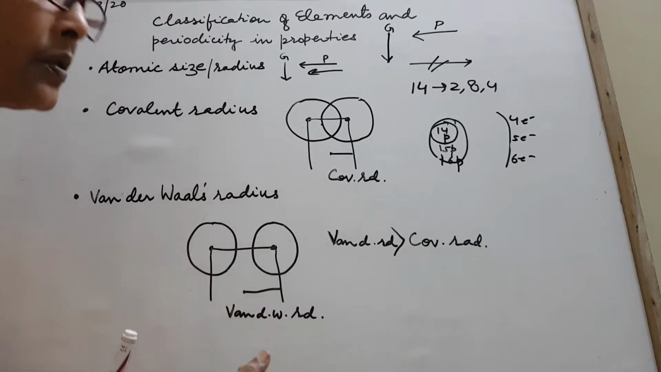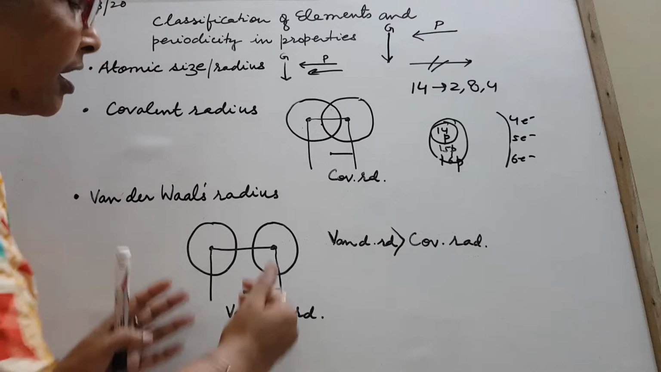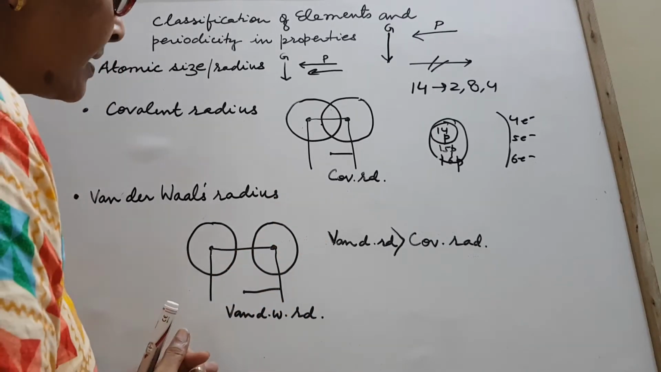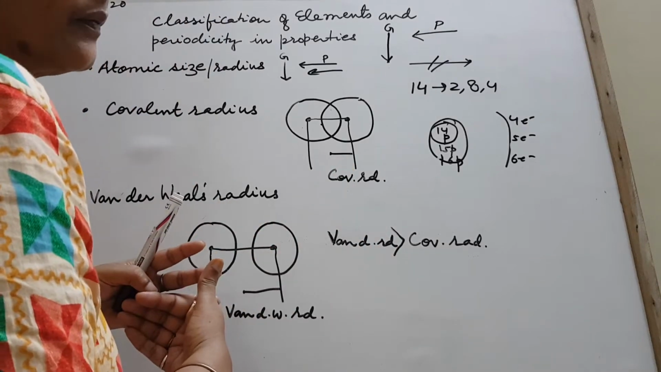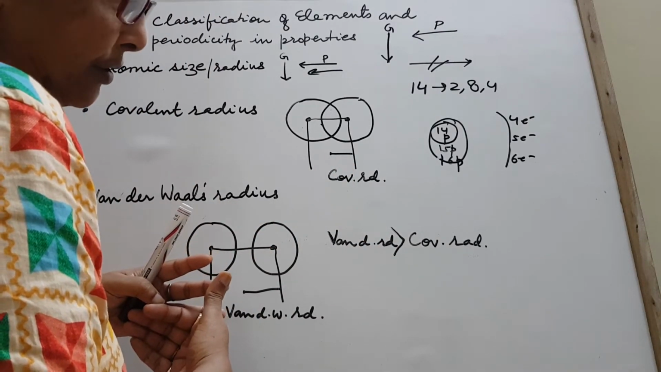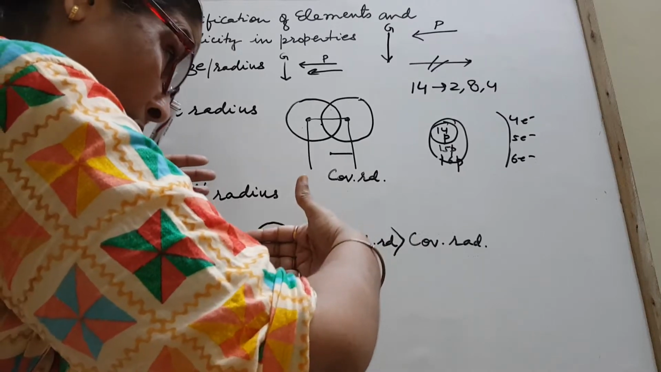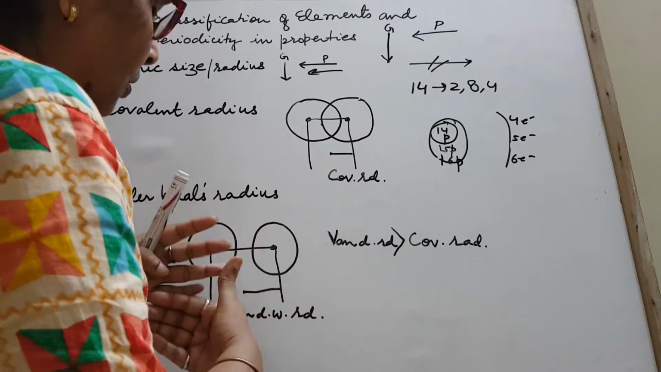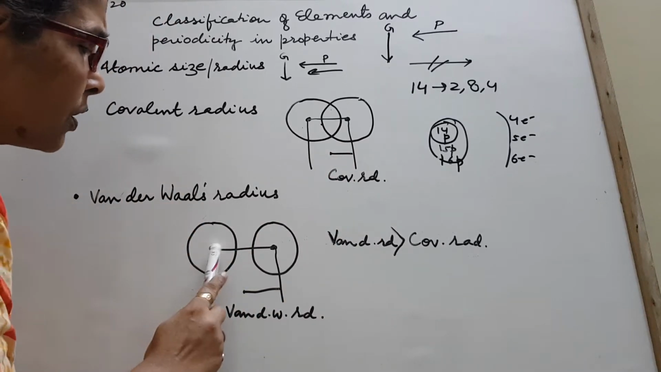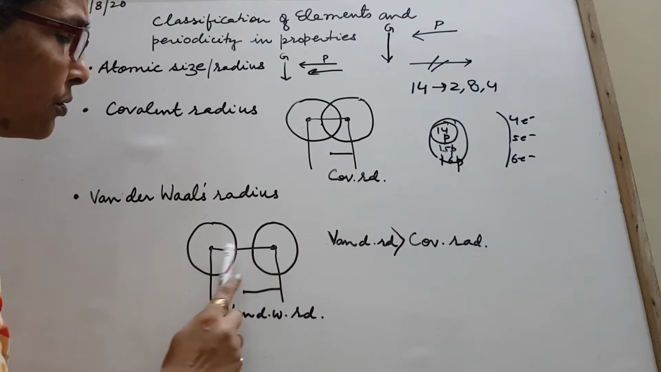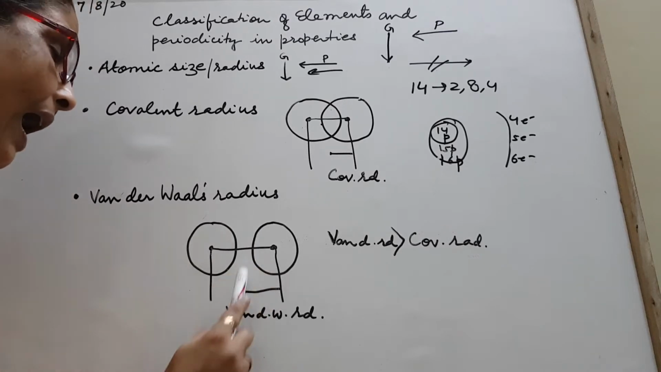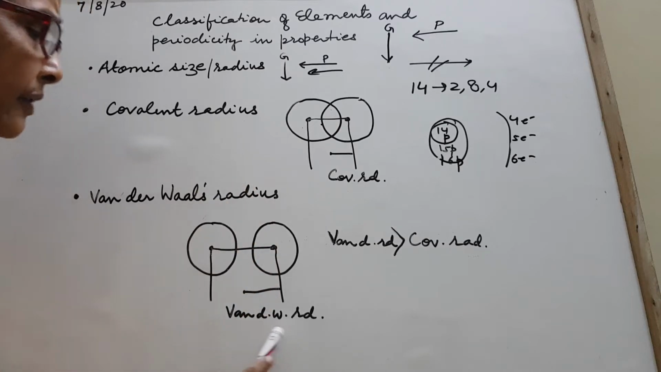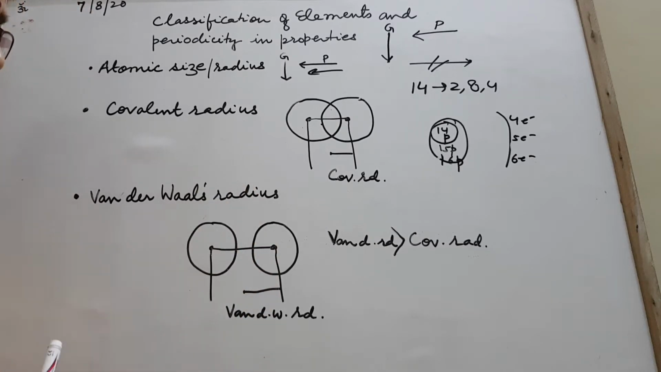The two atoms of any element when they are at their closest approach. Closest approach means they cannot come further closer without forming a bond. So they are at that closest approach when the bond is not formed, but at the same time they cannot come any closer. Take the distance between the nuclei of those two atoms, and half of that we call van der Waals radius.